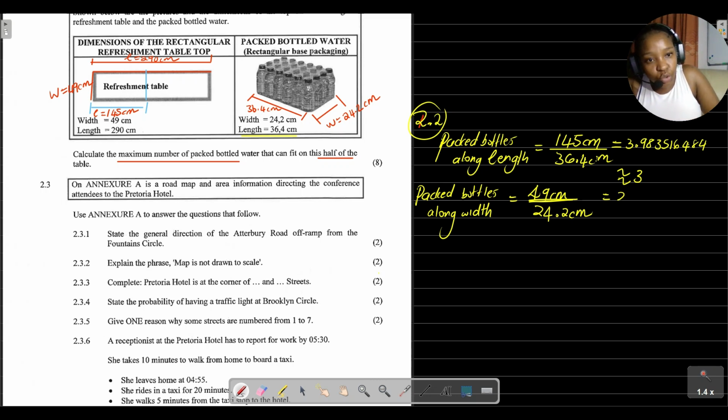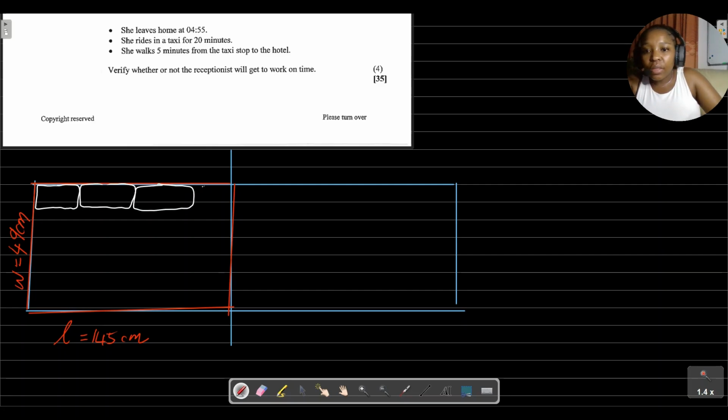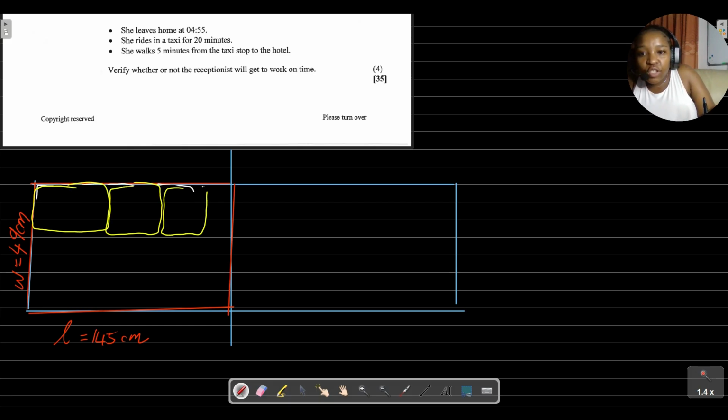You see that, okay, it's 2.02479388, meaning that we can only fit 2 packed water bottles along the width, right? So let me now change this drawing. Okay, so we found that along the length we can fit 3, 1, 2, 3, and then obviously there's going to be a bit of space left, right? And along the width we've just calculated that we can fit 2. That's what we've calculated.